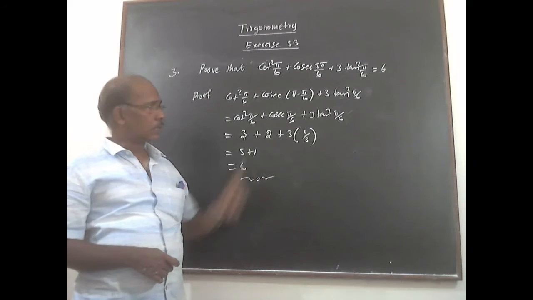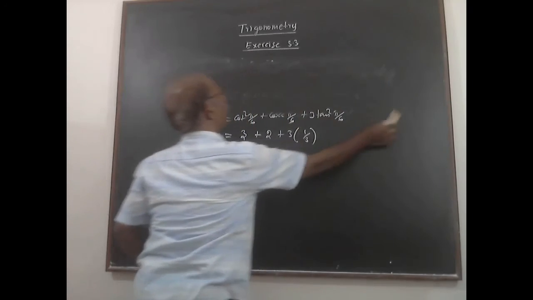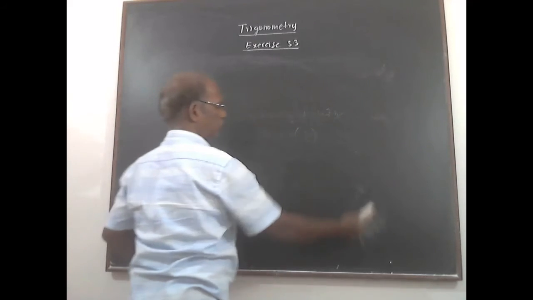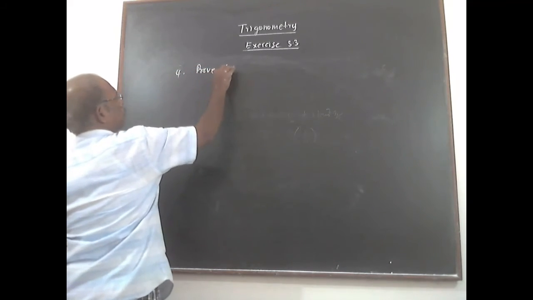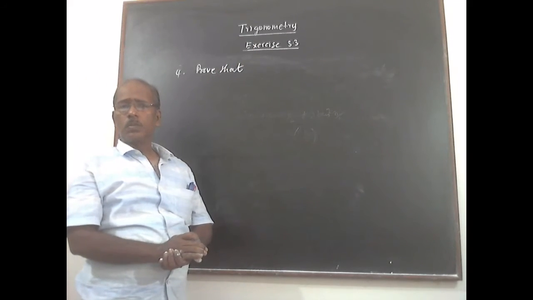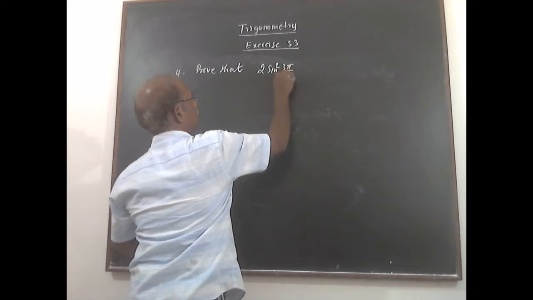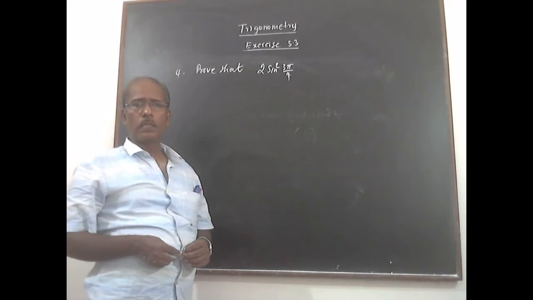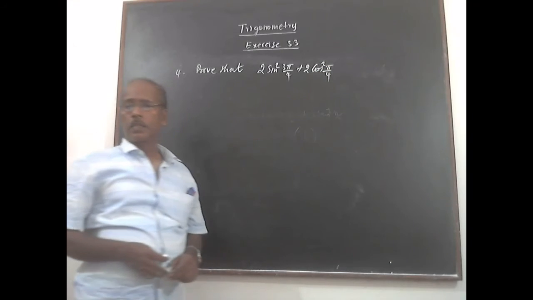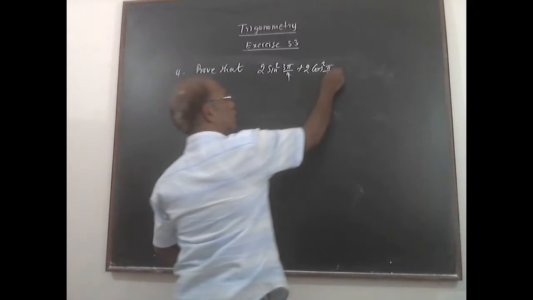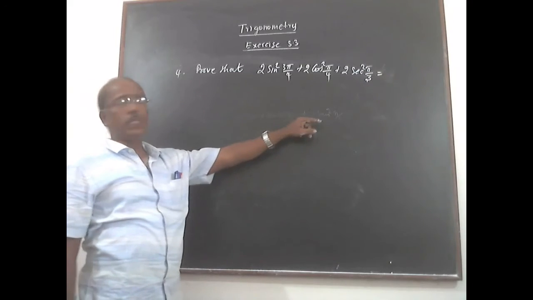Then we will discuss question number 4. Just copy it. Question number 4. Prove that 2 sine square 3 pi by 4 plus 2 cos square pi by 4 plus 2 secant square pi by 3. The simplified value should be 10.